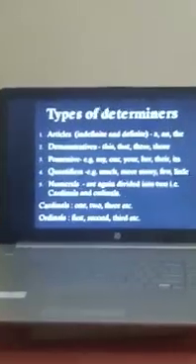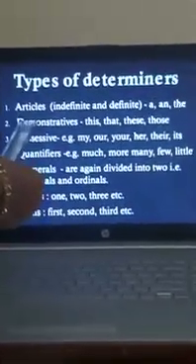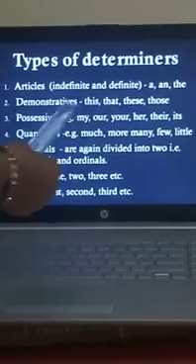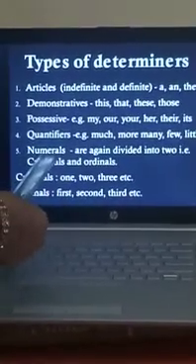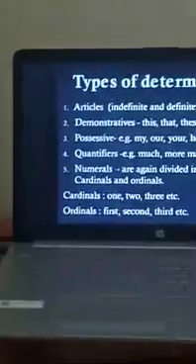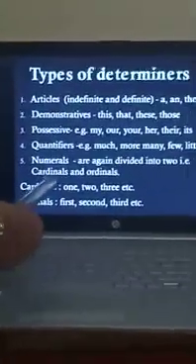Types of determiners. First one, articles, then demonstrative, possessive, quantifiers, numerals. Numerals are again divided into two, cardinals and ordinals. Okay, so articles, you know that articles are A, An and The. Articles are two types, definite articles and indefinite articles.